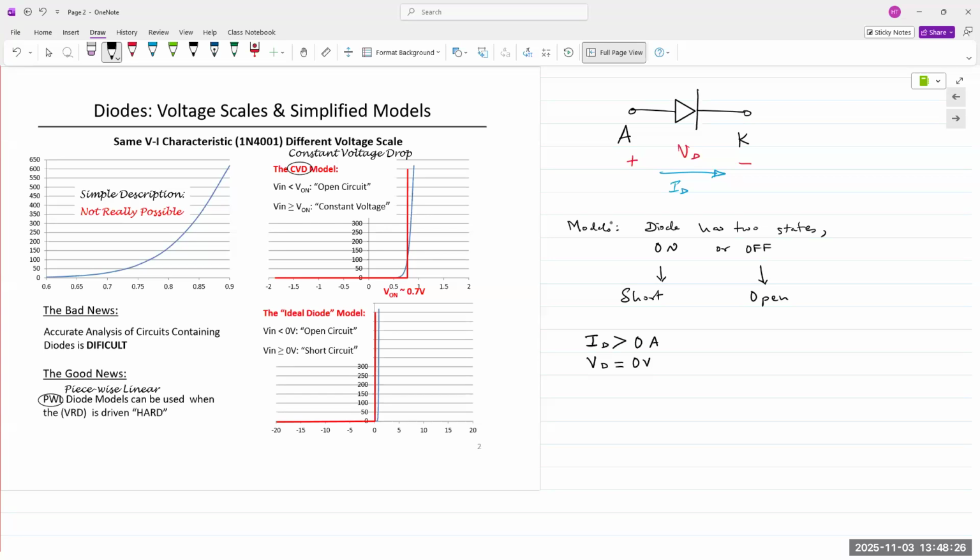On the other hand, if the diode is off and it's replaced with an open, then current ID is equal to 0 because current needs a pathway to flow through. If your switch is open, there is no connection, no pathway available. So there is no current flowing through the circuit. Hence, ID must equal 0.